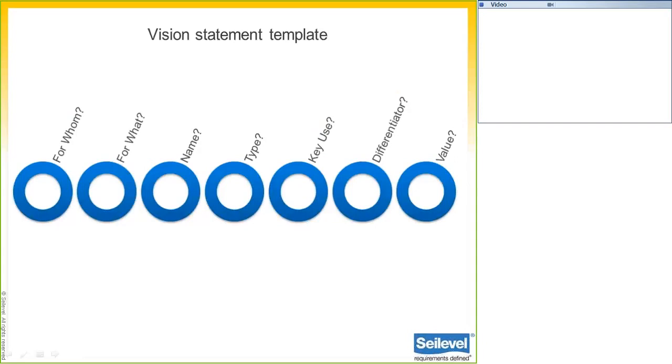So, in general, and we'll look at an example in a moment, the key components are: who is the product targeted for? What is their need or their opportunity? What's the actual product called? What type of product is it? What are its major capabilities, key benefits, or reason to buy? How does it differentiate from other solutions? And a concise statement about the value of this product. So you might not complete all of these, but you should at least try.